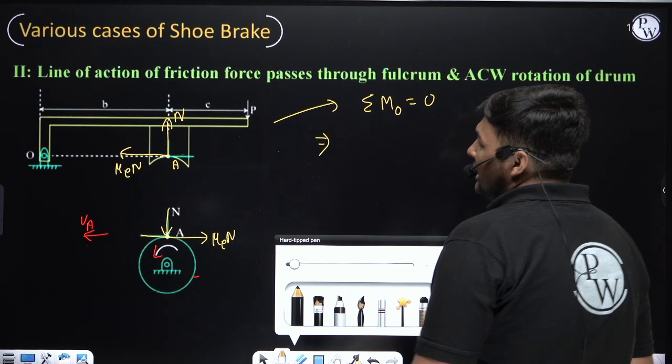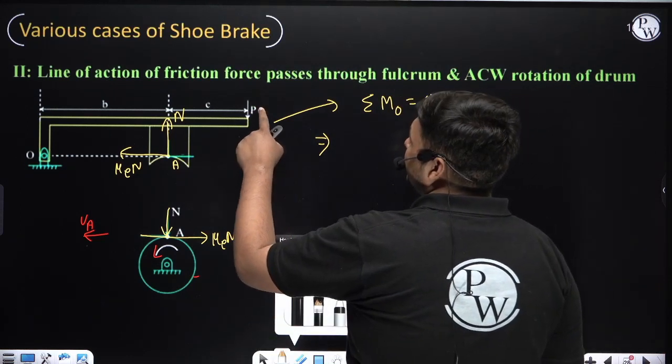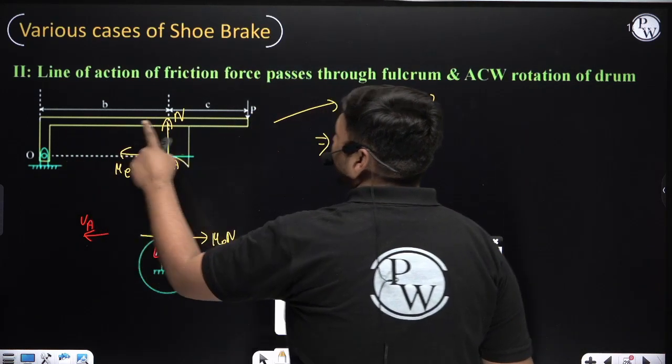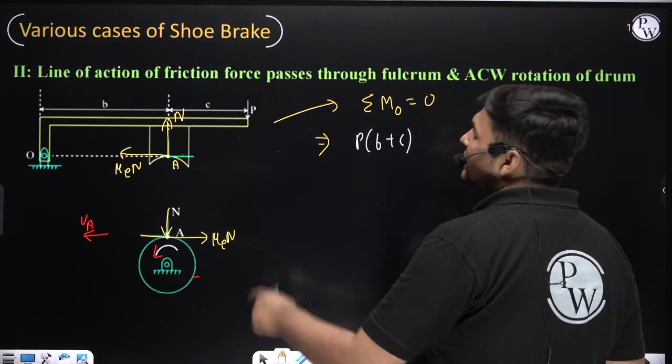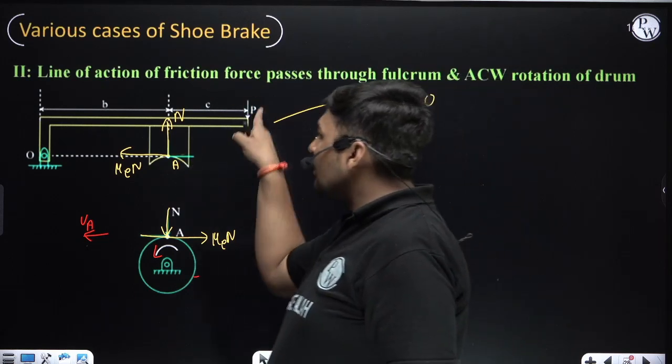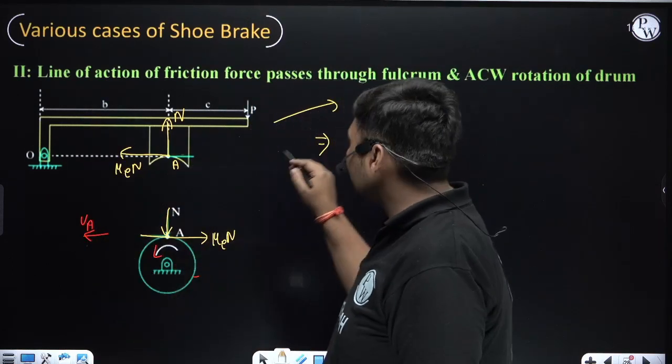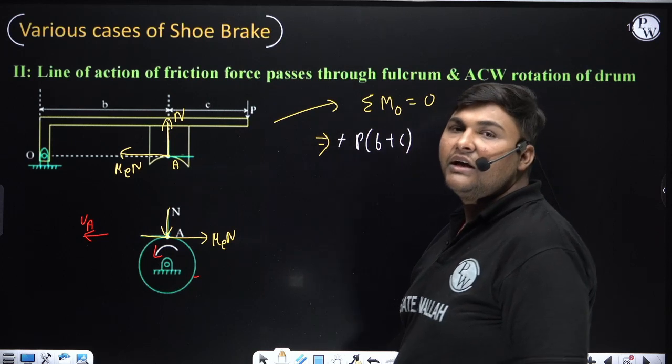Okay. Now, first we'll take the moment of effort P. Its perpendicular distance from fulcrum is B plus C. So moment will be P into B plus C. Now direction. The direction of moment due to effort P about O is clockwise. We are considering clockwise direction as positive and anti-clockwise as negative.